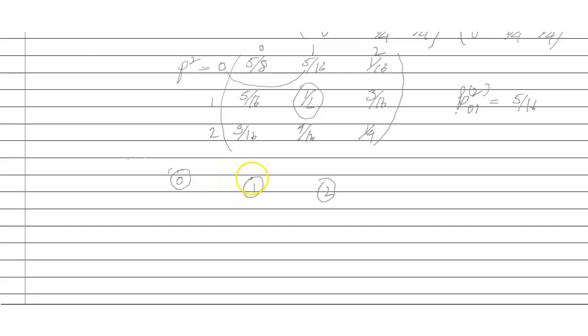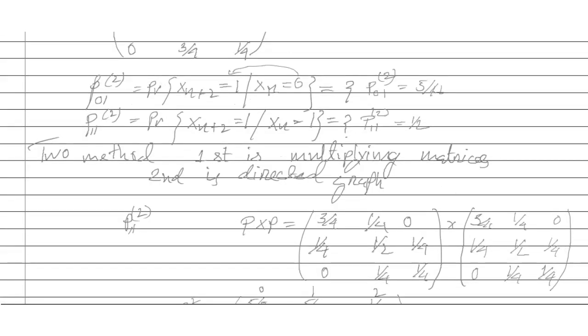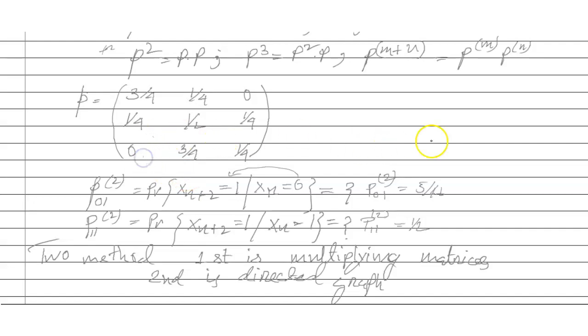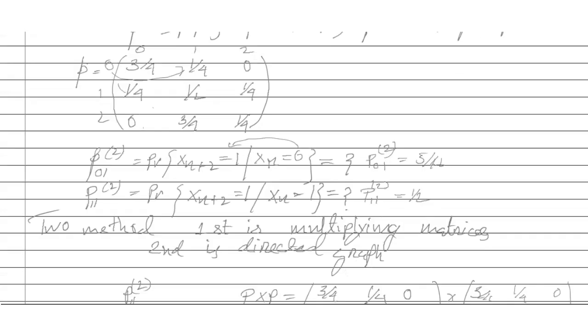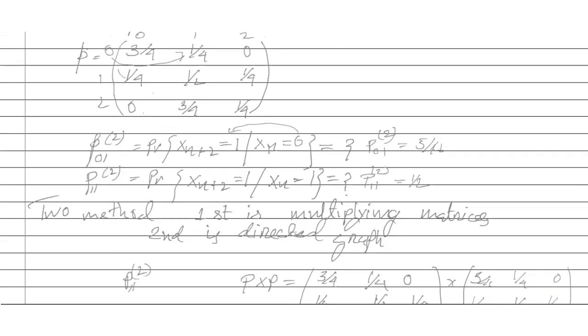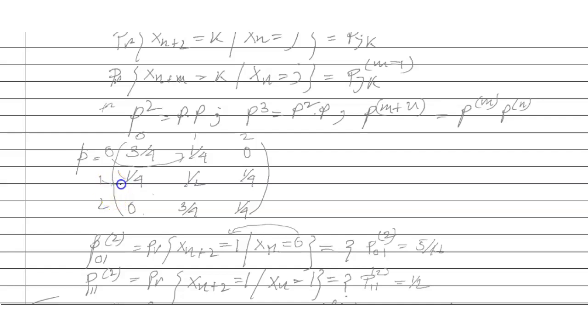I get a path. That path is 3 by 4. You can see, and after that 0 to 1, I get 0 to 1. You will write it in here. So 0 to 0 that I get, 0 to 1 I get 1 by 4. So I write 0 to 1 equals 1 by 4. And after that, 0 to 2 has no path because it is 0. And after that I get 1 to 0 is 1 by 4.